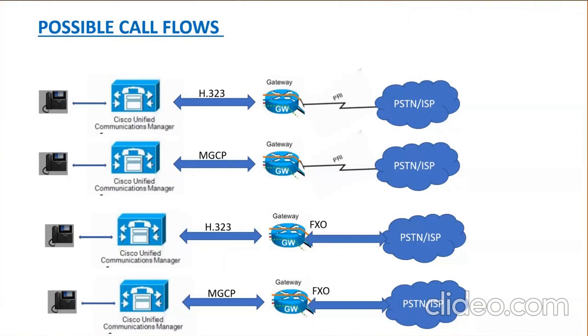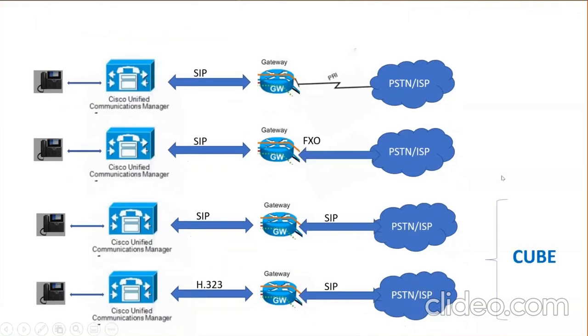You can have H323 PRI, MGCP PRI. You can also have a SIP PRI. You can have H323 FXO, MGCP FXO, and SIP FXO as well, right? So these are called voice gateways.